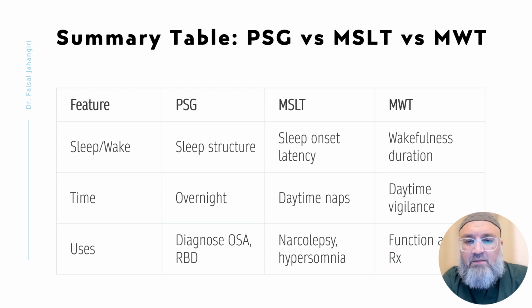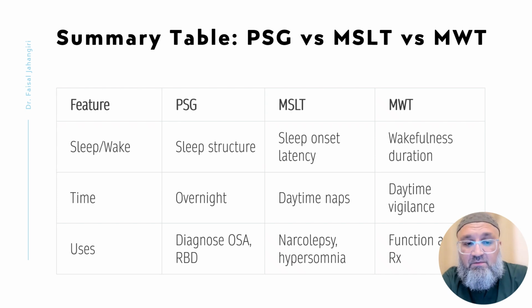The multiple sleep latency test is done for sleep onset latency, how long it takes the person to go to REM sleep. And the maintenance of wakefulness test is done for wakefulness duration, how long the person can stay awake. The polysomnography is done all over the night, a minimum of 5 hours of sleep. The multiple sleep latency test is done with daytime naps. There are five naps, 2 hours apart. And the maintenance of wakefulness test is in the daytime, again vigilance, keeping the patient awake in the daytime.